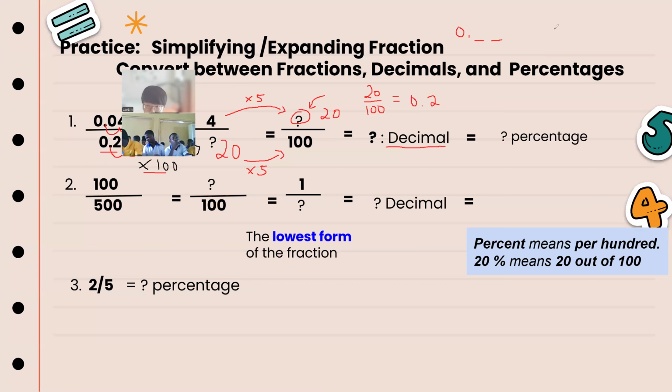So if you have anything, like 37 over 100, that will be equal to 0.37. So you're dividing by 100. And if you have something like 1 over 100, that will be 0.01. Something like that. Okay.